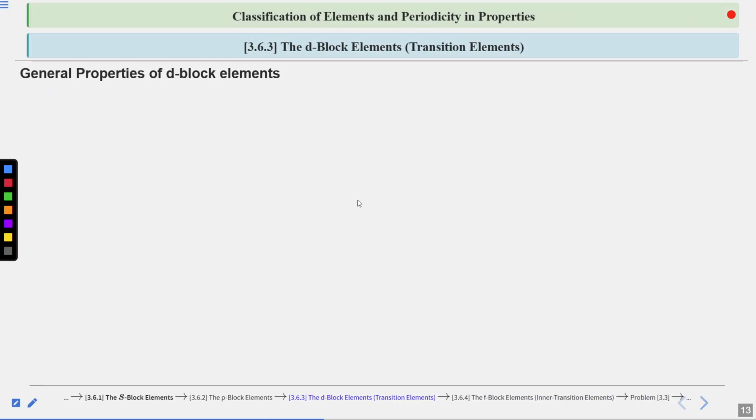Now let us talk about some general properties of the D block elements. What are the remaining groups in between? Groups 1 and 2 are your S block, 13 to 18 are your P block, and 3 to 12 are your D block.